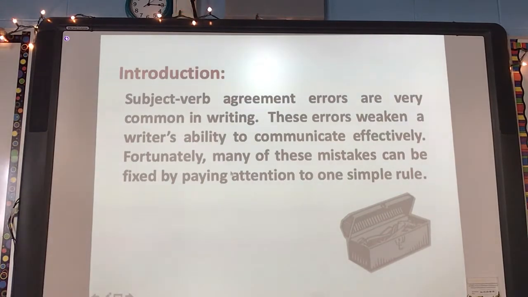So subject-verb agreement errors are very common in writing. A lot of times you guys don't catch them if after you write it, you don't go back and read your writing out loud, or read it out loud in your head. These errors weaken a writer's ability to communicate effectively. And also, it's going to hurt your grade because I'm going to mark it wrong, okay? Fortunately, many of these mistakes can be fixed by paying attention to one simple rule.